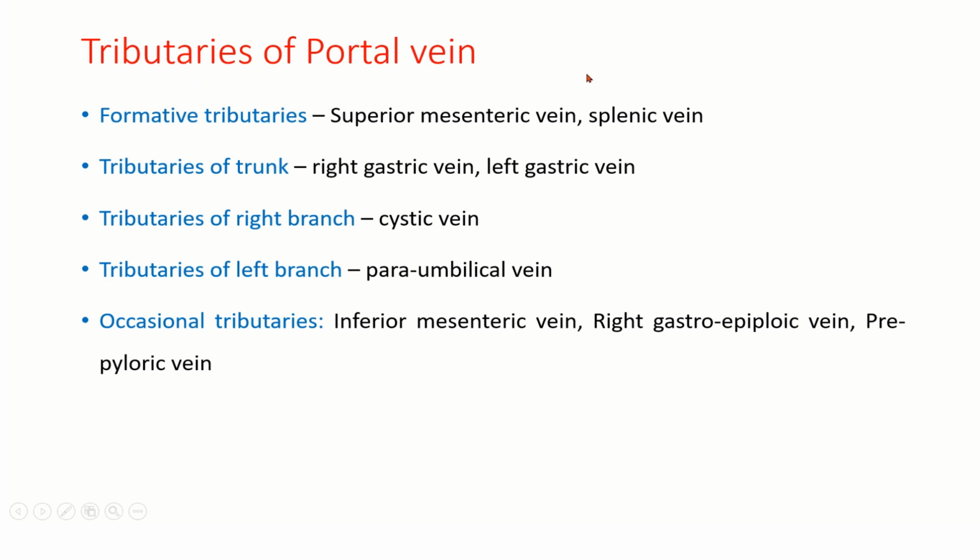So tributaries of the portal vein: formative tributaries are superior mesenteric vein and splenic vein. Tributaries of the trunk are right gastric vein and left gastric vein. Tributaries of the right branch, cystic vein, and tributaries of the left branch, para-umbilical vein.